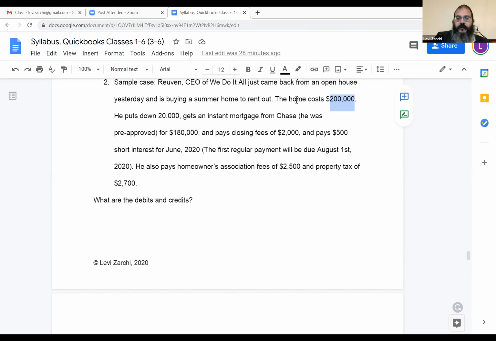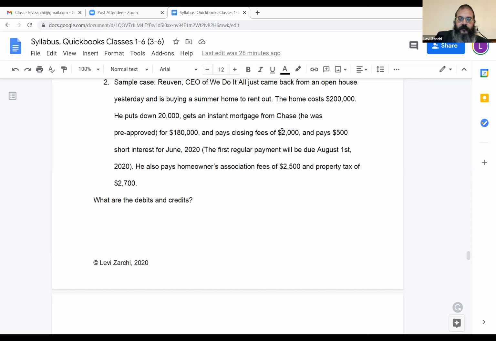So We Do It All is buying a house as an investment. We're going to have an asset of $200,000. Now we know that assets equal owner's equity plus liabilities. So his owner's equity is going up by $20,000. And then there will be a liability of $180,000. That's going to be what he's borrowing from the bank. So the 20 and the 180 equal $200,000. But that's all he borrowed from the bank. Everything else he's going to pay is additional owner's equity that he's putting in.